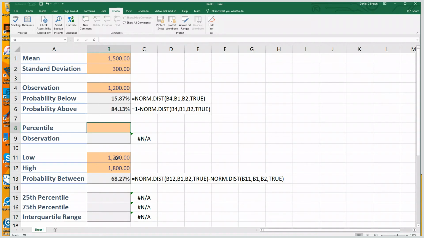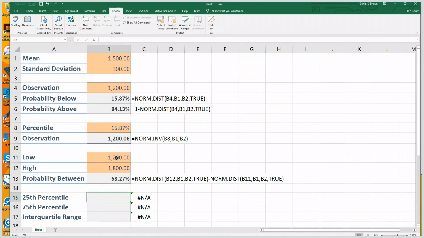Now, the other thing we can do is work the other way. So let's say we want to know the observation for which, if we pull a sample from our normal distribution, we have a 10% chance of being below this observation. So this is norm.inv of the probability or percentile, mean, standard deviation, and we get 1115. And of course, if I put in 15.87, we should get back approximately 1200. So norm.inv and norm.dist are inverse functions.